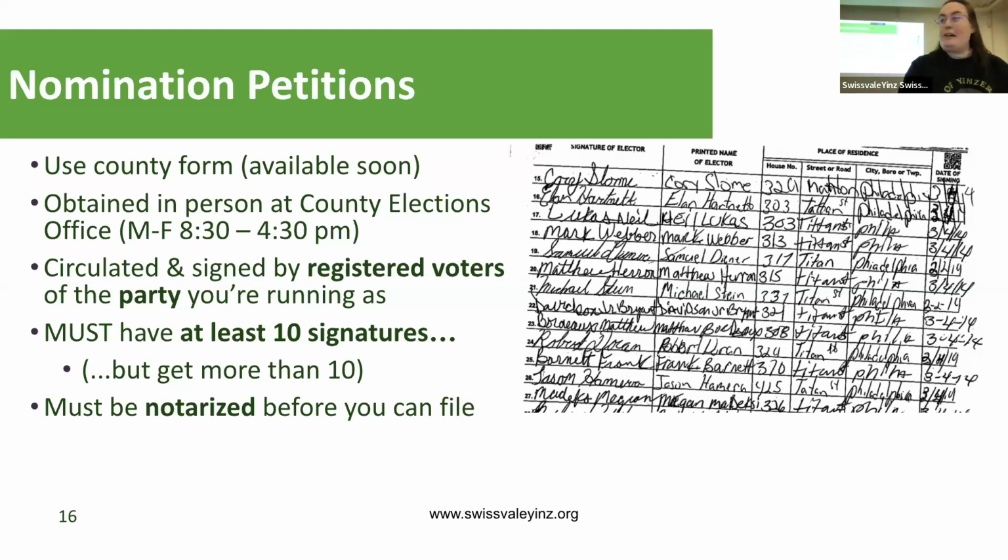And there are a lot of instructions, there are a lot of rules, and our main piece of advice here is that whenever you pick up your form at the County Elections Board, you go through all of the instructions, all of the detailed instructions.